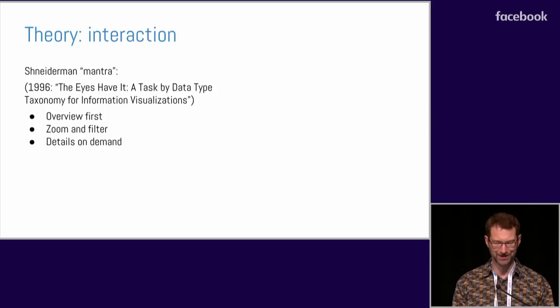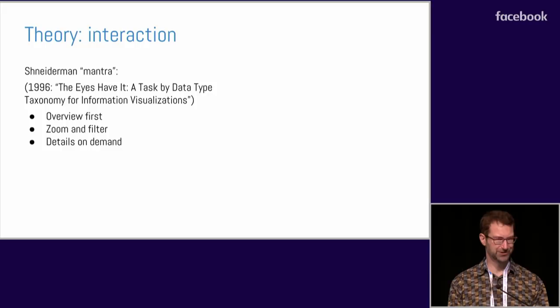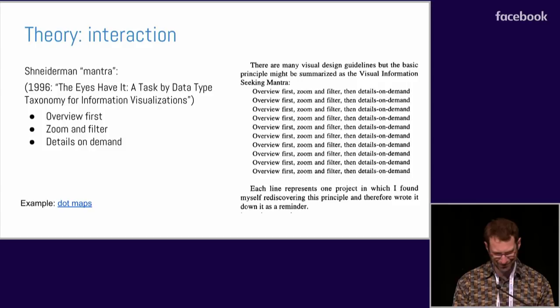He calls it a mantra, that when you are thinking about a visualization, you think, okay, I'm going to design this so that people get an overview first, then they can zoom and filter, and then they get details on demand if they want. And as we show visualizations today, we will actually refer back to this at various points. It's funny, he actually thought this was so important that he wrote this article where he had repeated this mantra over and over again for every project where he's forgotten it and was unhappy.